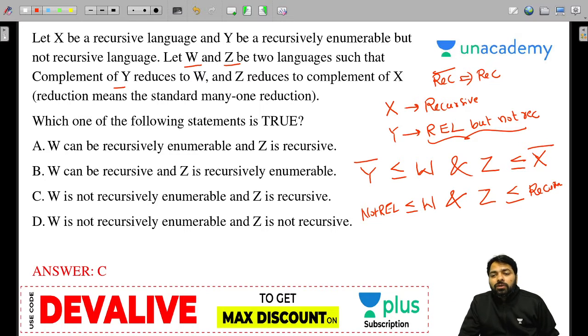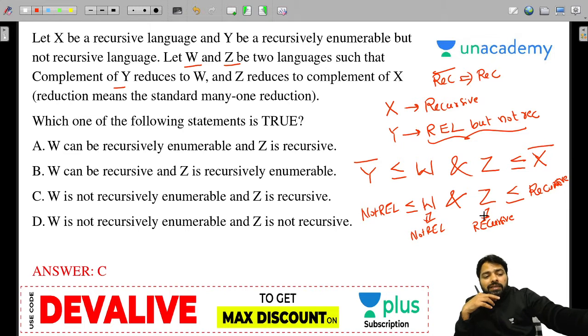Z reducible to recursive. Recursive's another name is decidable, you know that. So what happens, you can conclude from here guys. W has to be not REL and Z has to be recursive. Because any problem or any language reducible to recursive has to be recursive.